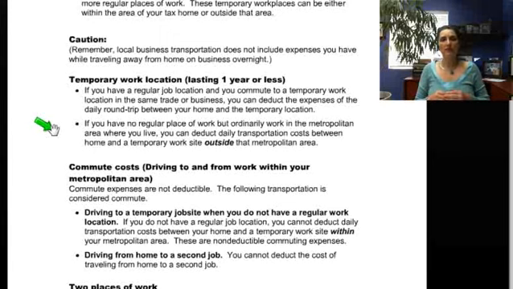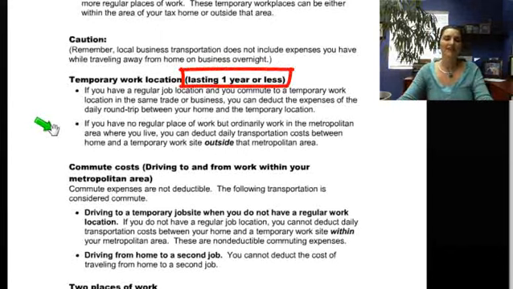But if you do have a regular work location, let's just say you physically have a normal office location or a normal retail location that you normally work from, but you've been temporarily assigned to a different work location still inside your metropolitan area, the IRS says you can deduct that travel from home to that temporary work location as long as that temporary work location lasts less than a year, actually lasts 1 year or less to be specific.